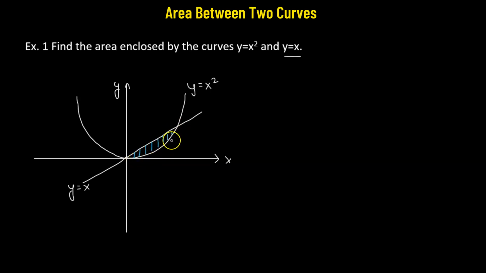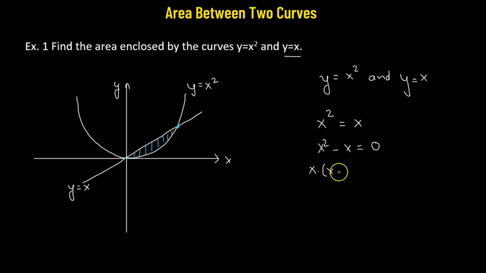So for this, what we need is our interval. Here we know this is going to be the origin, and we need to figure out this particular coordinate. This coordinate can be obtained by solving the equations y equals x squared and y equals x. If we equate the two equations, then we should get x squared equals x. So we have x squared minus x equals 0. So x times x minus 1 will be equal to 0. This gives us two values of x: x equals 0 and 1.